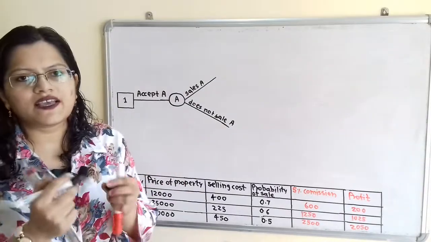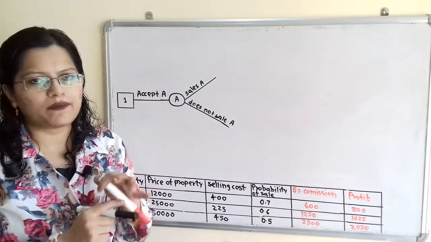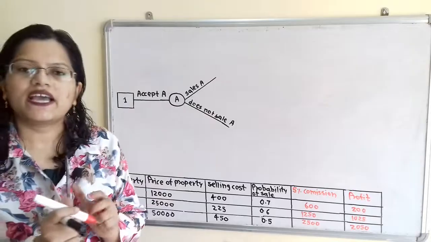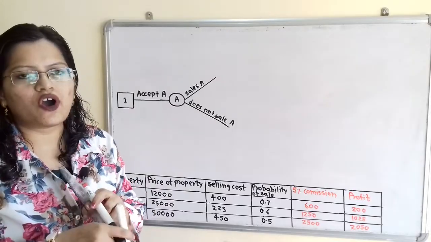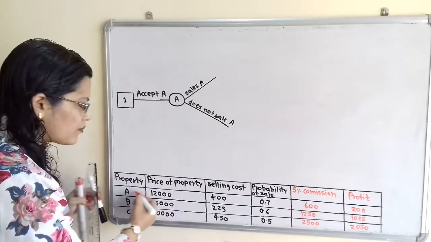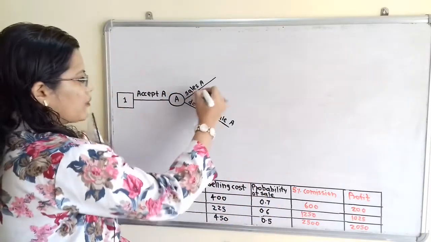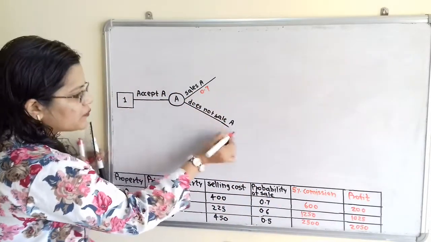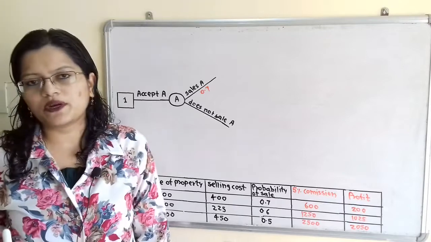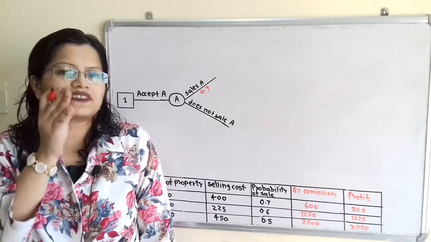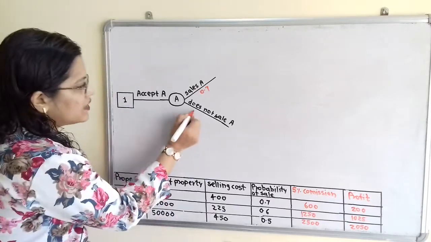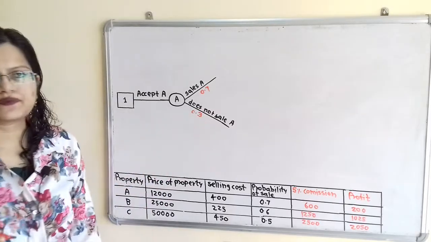Now when he sells A, we have to mention the probability, because this is the sub branch, and the sub branch we will mention always with probability. So what is the probability of selling A? 0.7. And what is the probability of not selling the property A? It is the remaining probability, that is 1 minus 0.7, that is 0.3.